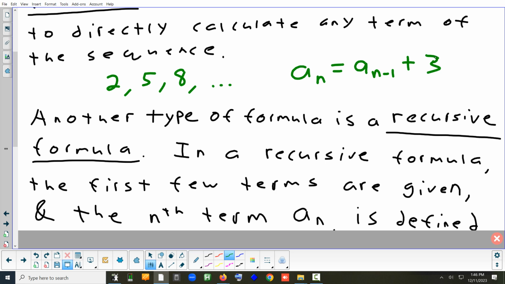And that is the pattern for that one. It says take the term before and then add 3. Now, where do I say it? I say the first few. So I've got to give you the first few.